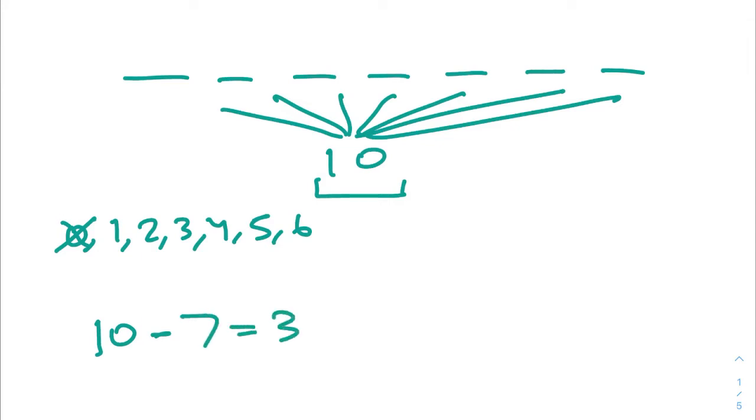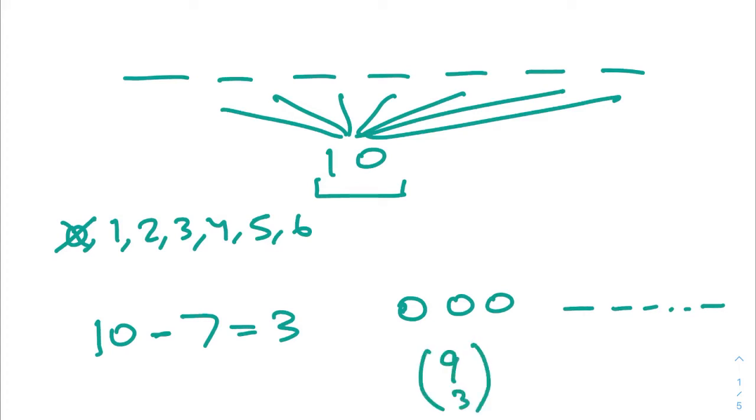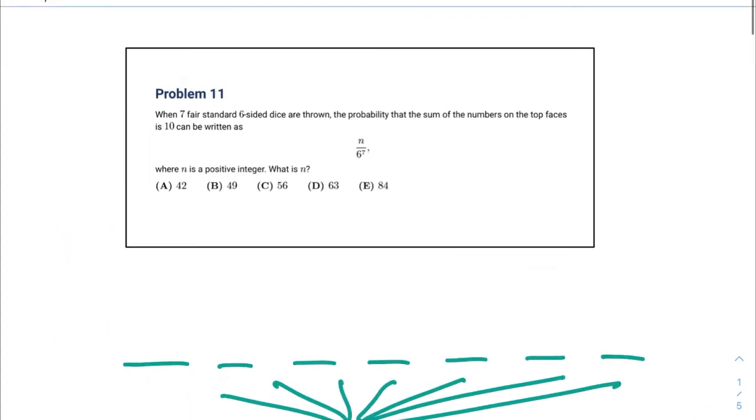And now it's just a sticks and stones problem. We have 3 points to give, and we have 7 dice. And that is just 3 objects, and since there's 7 dice, there's going to be 6 barriers in between them. So 9 total objects, choose 3, and this is equal to our answer of 84, which is answer choice E.